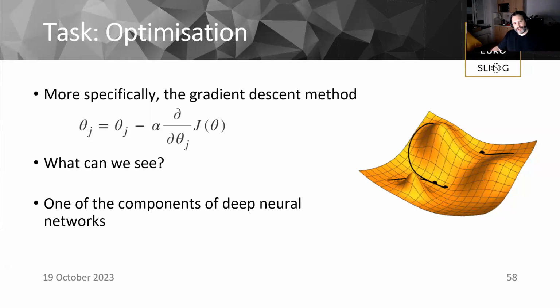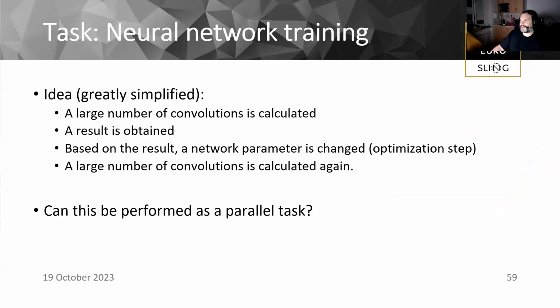How many convolutions do you use? How much optimization do you need? And things like that. So the neural network training works like this. This is a greatly simplified idea. Large number of convolutions, you get the result. Based on the result, you do one optimization step, and then the large number of convolutions is calculated again. And the idea is this could be done as a parallel task. It is reasonable that we do convolution in parallel, but it turns out that running Monte Carlo on it would be very inefficient. But yes, if somebody gives you sole access to a big supercomputer, like on the holidays when nobody is working with it, you can do it with these two. It's just very, very inefficient.